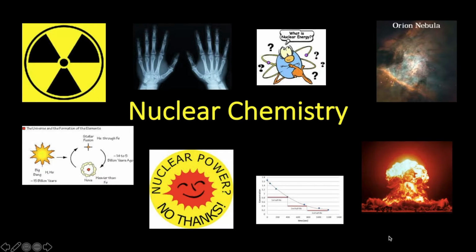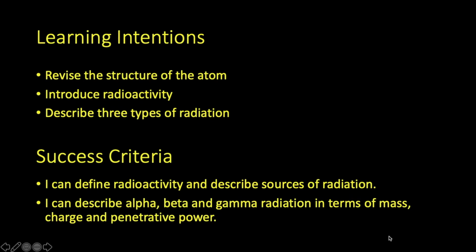Today we are introducing nuclear chemistry, an area of science which we have harnessed for purposes which range from energy production to warfare to cancer therapy and beyond. In today's lesson we are going to be revising the structure of the atom, introducing radioactivity and describing three types of radiation. Hopefully at the end of the lesson you will be able to define radioactivity and describe various sources of radiation, as well as describing alpha, beta and gamma radiation in terms of mass, charge and something called penetrative power.